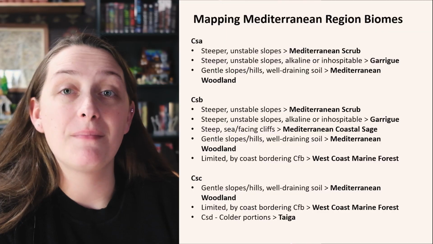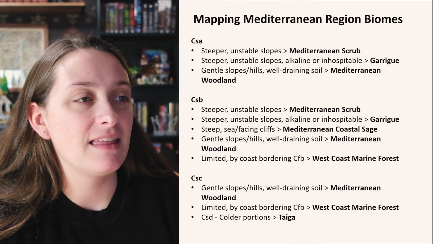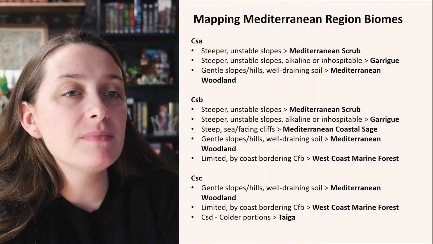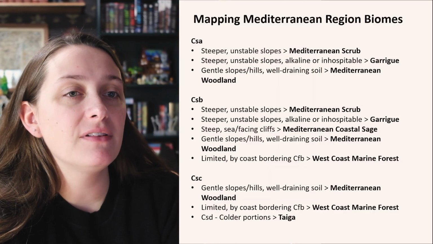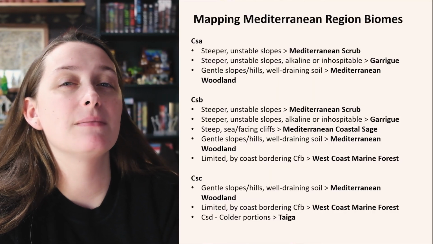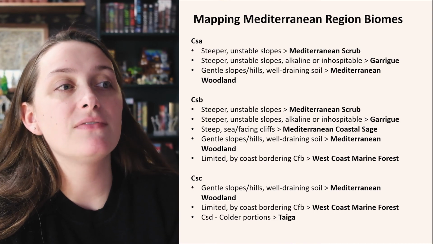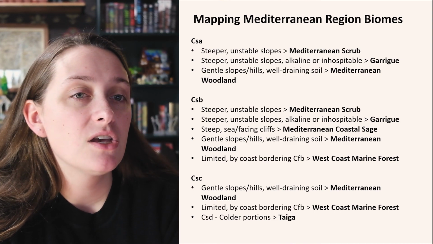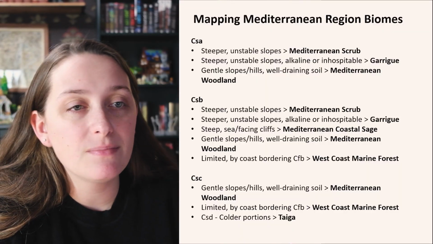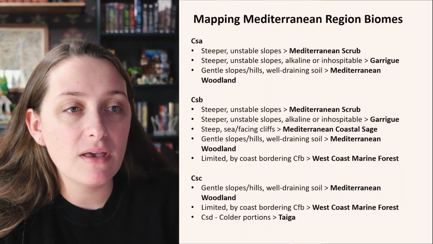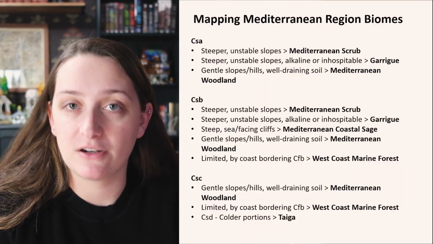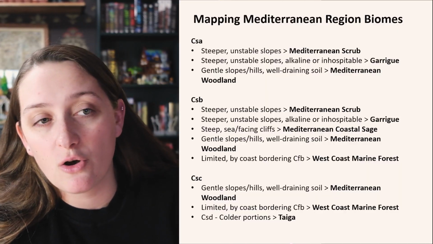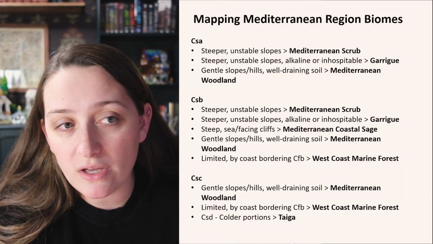Next, we're going to do Mediterranean regions, and these are all the ones that start with CS. The biomes in our Mediterranean regions are going to be heavily impacted by the quality and the stability of the soil, given especially how dry these areas are. That makes a really big difference. So any region that is not particularly steep or unstable is going to be woodland, mainly Mediterranean woodland, where you're going to have your gentle slopes and your hills, well-draining soils.